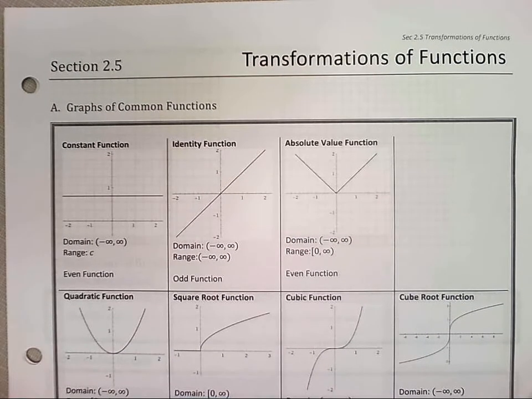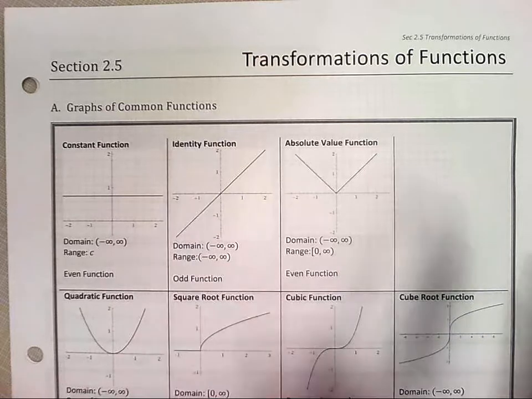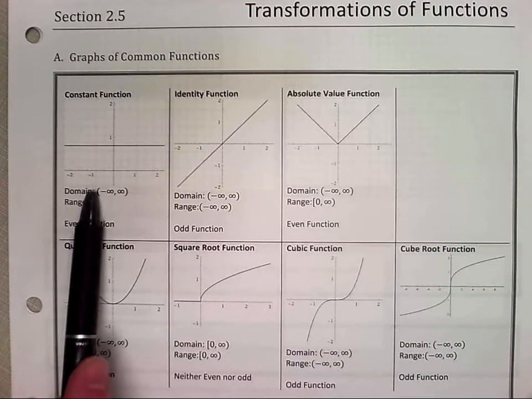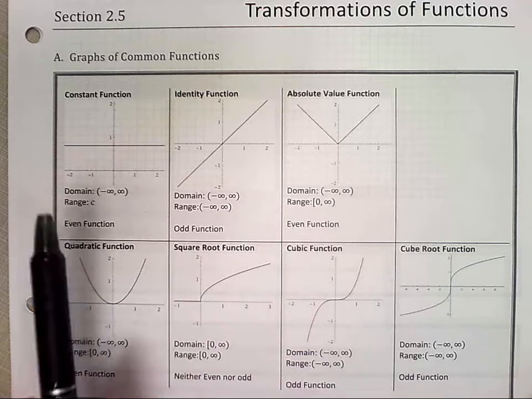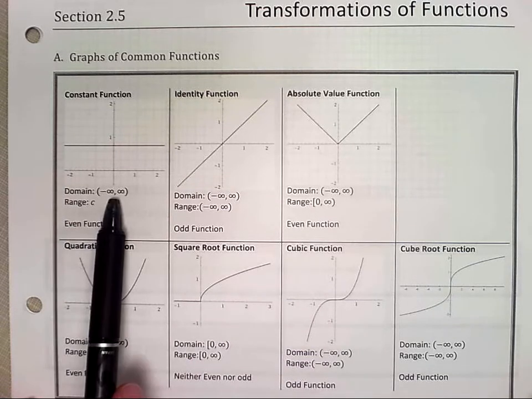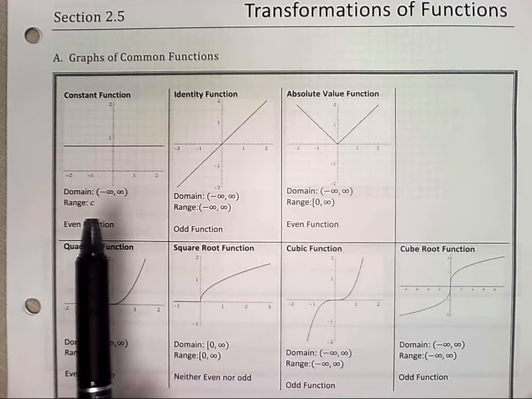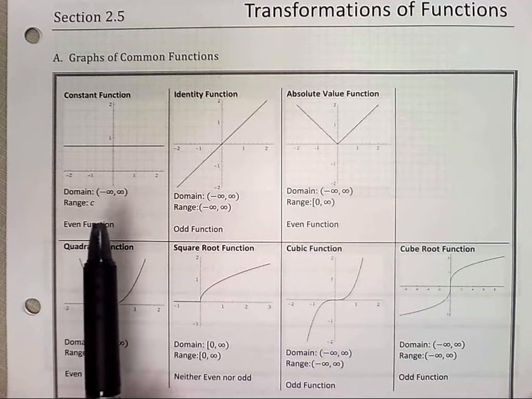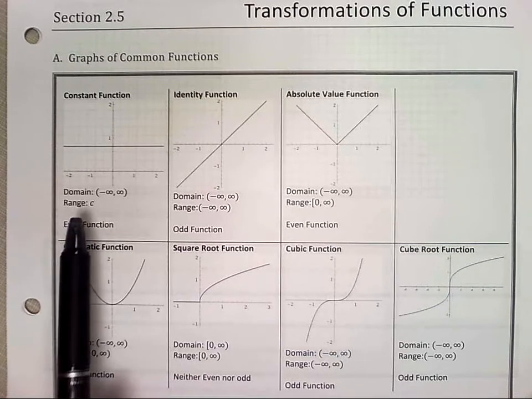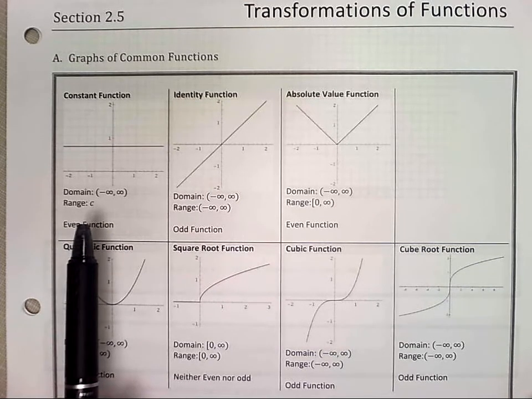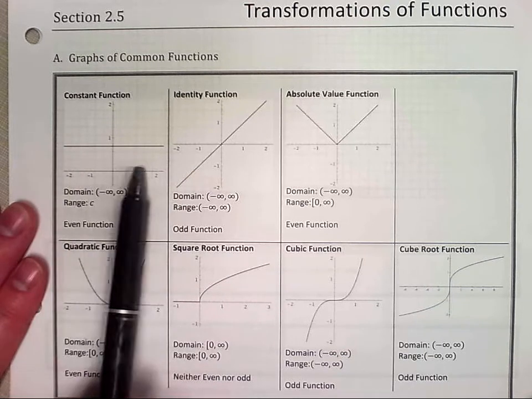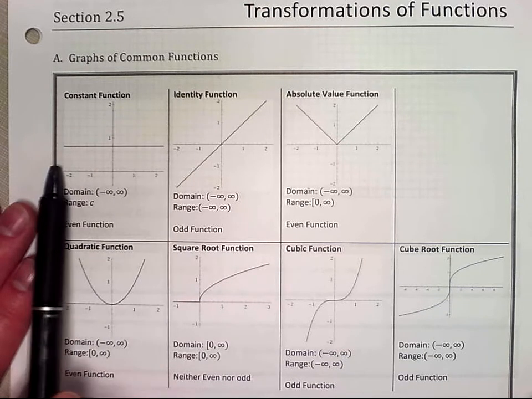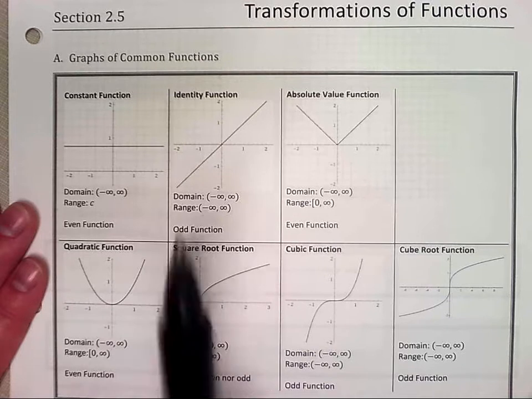So here are some pictures of graphs of common functions. First we have a constant function, which is just a horizontal line. So we're talking about the domain. Domain is possible x values, right? And we're talking about the range. The range is possible y values. So for the domain, I'm looking at my x-axis, and I see I can have any x value, right? So that's why it's negative infinity to positive infinity.